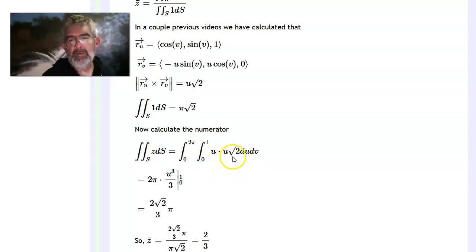I can do this separately because it's a rectangular region and it's a product of u's and v's. So the integral from 0 to 2 pi of dv is just 2 pi, and the integral of u squared times, I lost the square root of 2 in there. Hang on a minute. There it is. That square root of 2 is this one right here. Plug in the 1, plug in the 0, subtract. I get 2 radical 2 over 3 times pi.